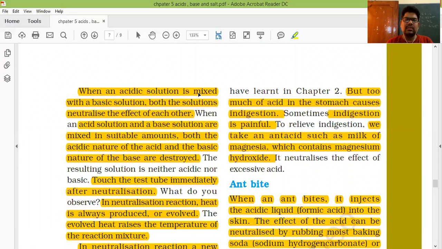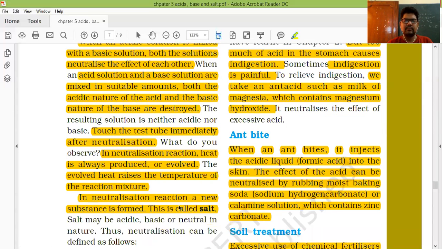When an acidic solution is mixed with a basic solution, both of the solutions neutralize the effect of each other. And when acid and base solutions are mixed in a suitable amount, both the acidic nature of the acid and the basic nature of the base are destroyed. Touch the test tube immediately after the neutralization. In the neutralization reaction, heat is always produced or evolved. Evolved means developed. Evolved heat raises the temperature of the reaction mixture.